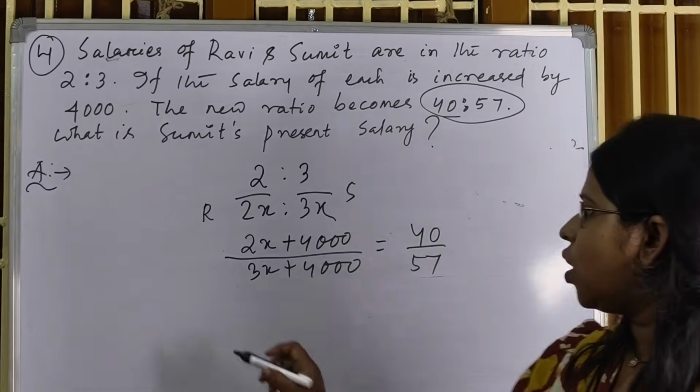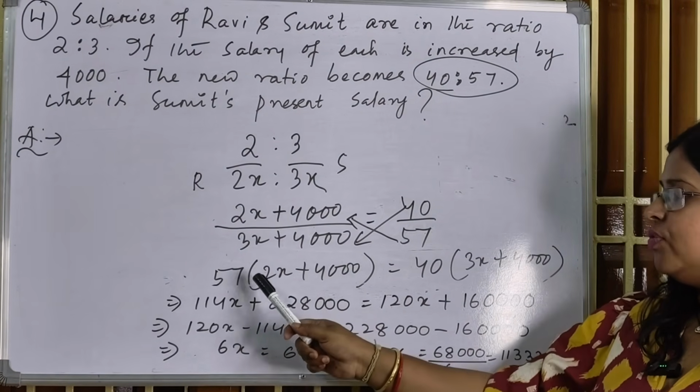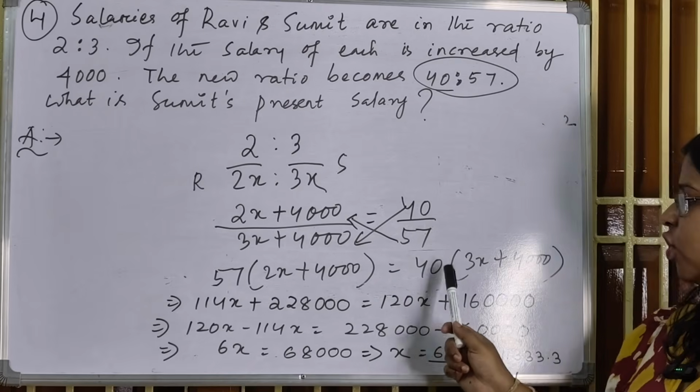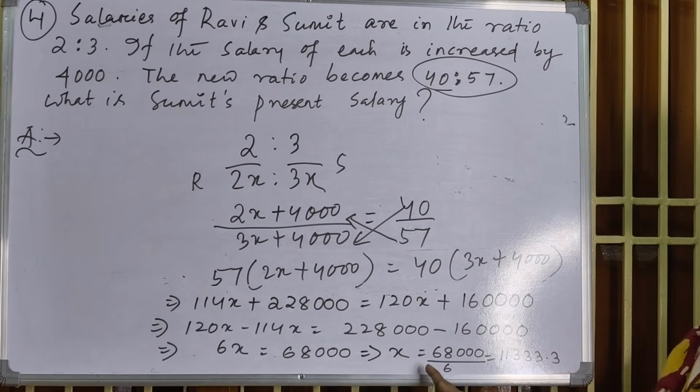Now students, we will cross multiply. Students, you can see we have cross multiplication here. So 57 multiplied by 2x plus 4,000 and 40 multiplied by 3x plus 4,000. So after simplifying this, we got the value of x as 11,333.3. It will be an approximate value.